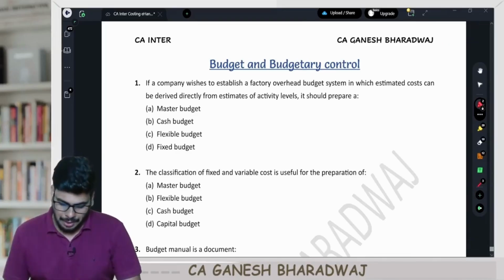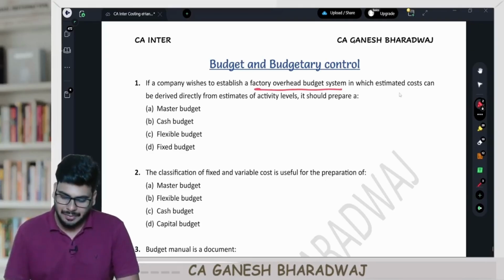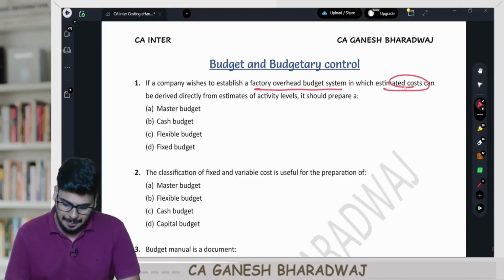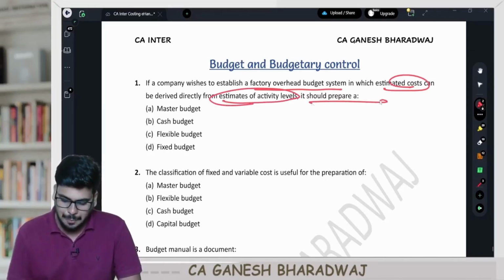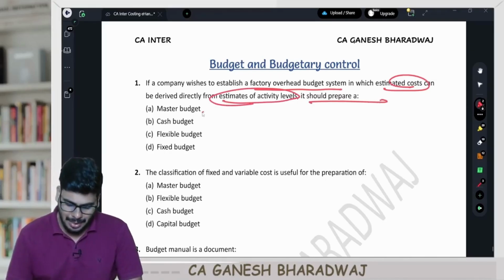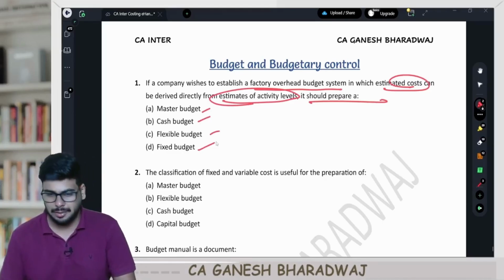Now, number 1, if a company wishes to establish a factory overhead budget system in which the estimated costs can be derived directly from the estimates of activity level, it should prepare what budget? A master budget, cash budget, flexible budget, fixed budget. Out of these 4, which one is more sensible?